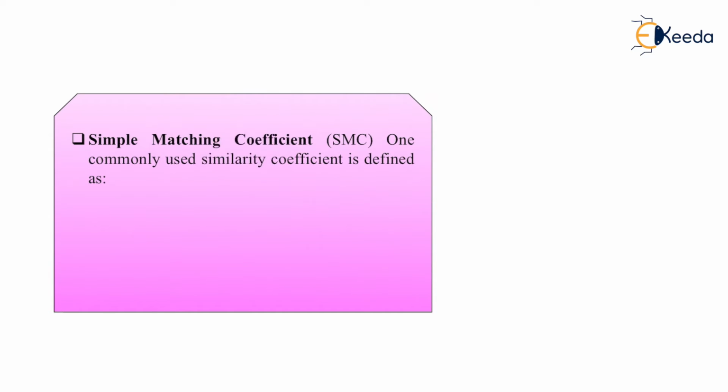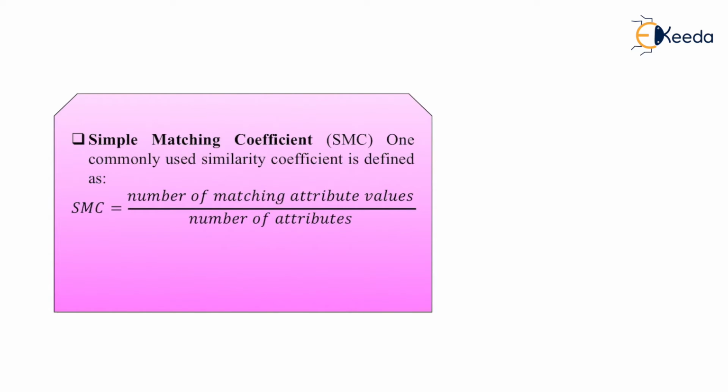So, the simple matching coefficient, that is SMC, is one commonly used similarity coefficient, which is defined as the number of matching attribute values divided by the number of attributes. So f11 plus f00, those are the matching values of x and y, right? And the others are the dissimilar attributes.